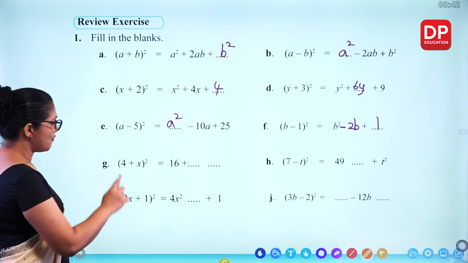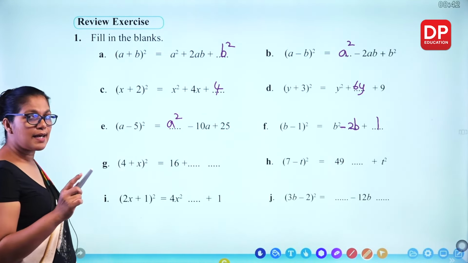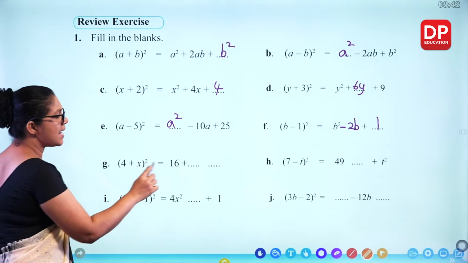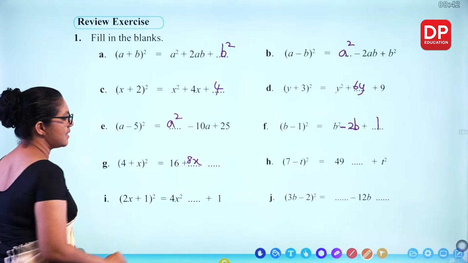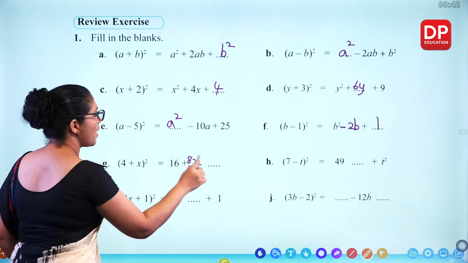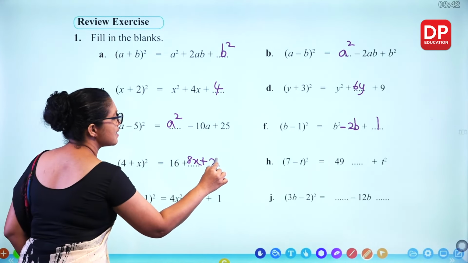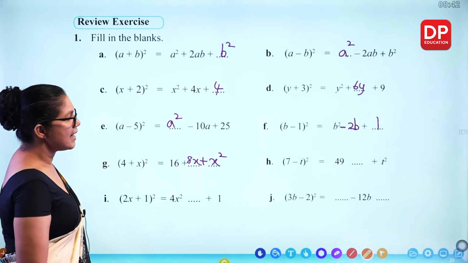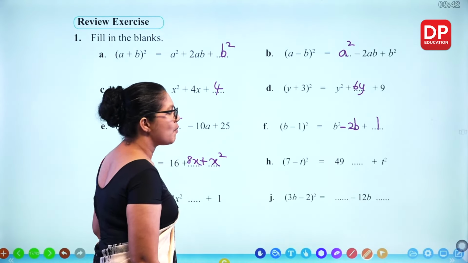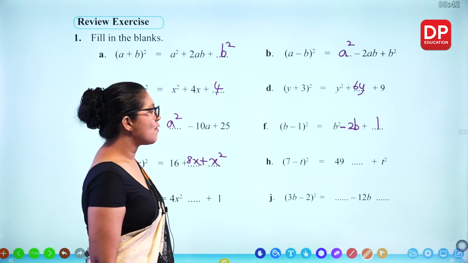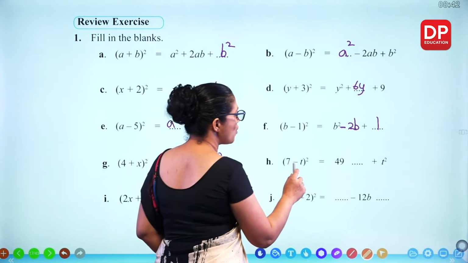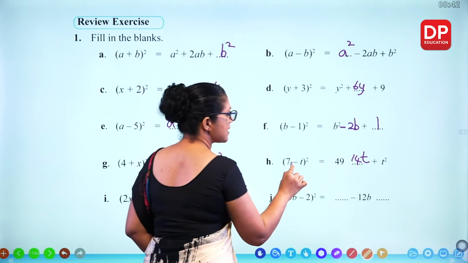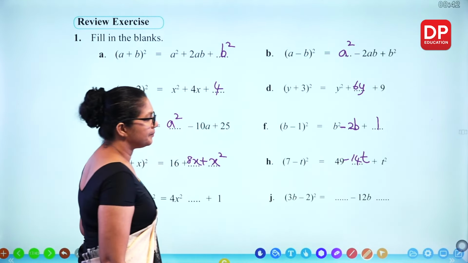This one, first term is given. What's the second term? Double of these 2. 2 times 4, 8, 8x. And the last term is square of this. So this is plus x squared. This one, 49 is given. That's the first term square. What's the middle term? Double of these 2. 2 times 7, 14. 14 times t, 14t. But the sign is negative.